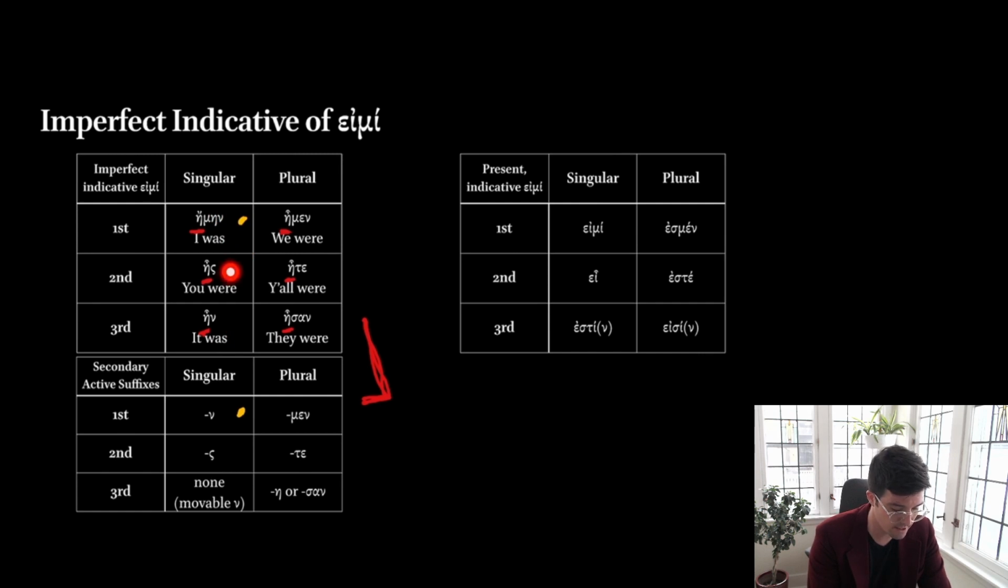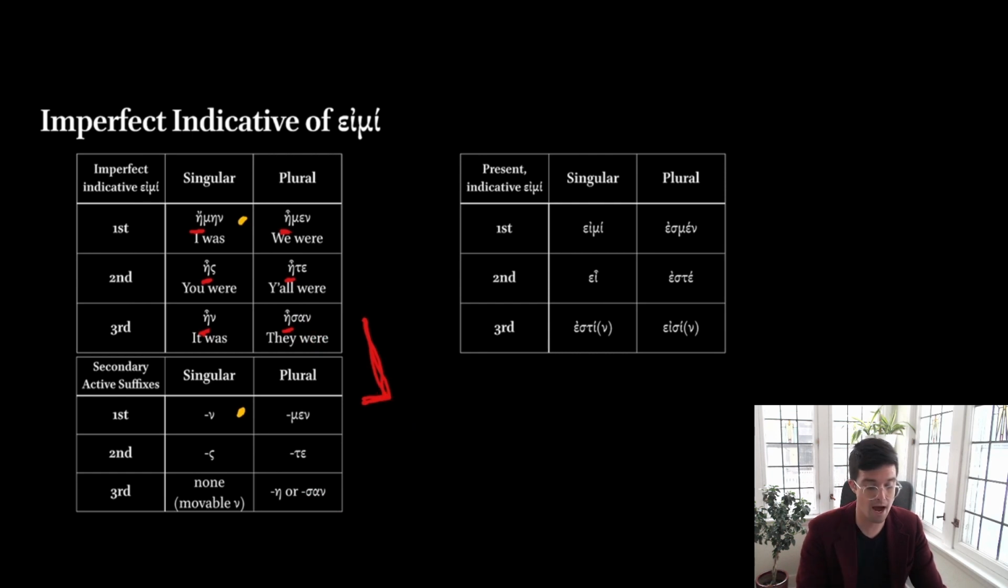But otherwise, you see the sigma reflected of the sigma down here. This nu is from the movable nu, and the men is the same as the men in the suffix. The te is the same as the te in the suffix, and the son is the same as one of the two secondary endings here. So these are the things that you need to memorize for this week.